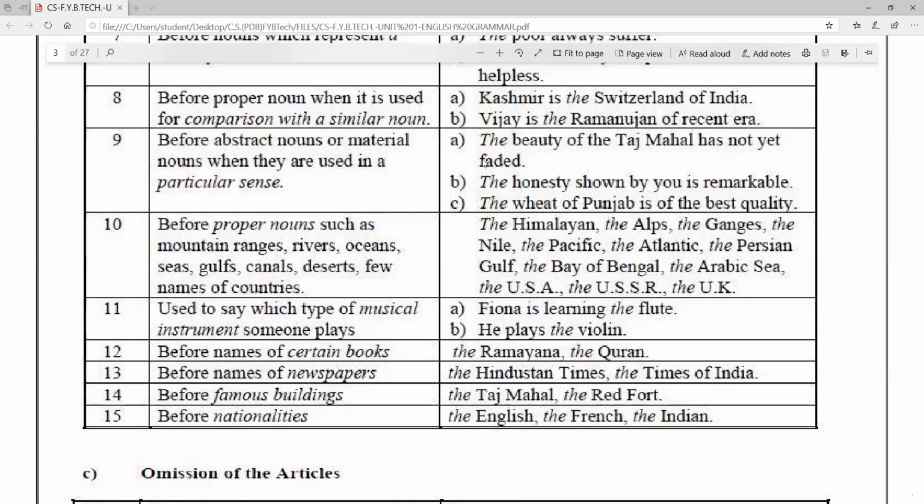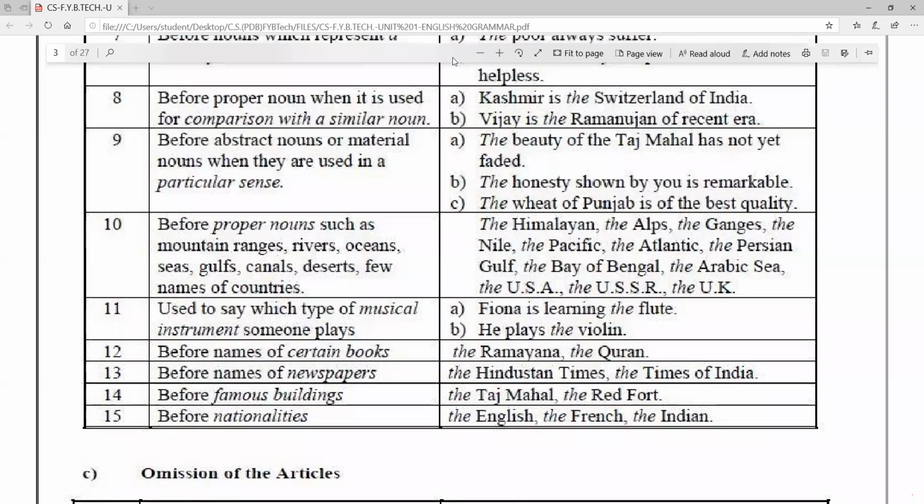Then second one is the honesty shown by you is remarkable. So here honesty is an abstract noun. It is not a physical object, or it is not a physical thing. So that's why this is called an abstract noun, and for abstract nouns we use the article the. Before abstract nouns we use the article.